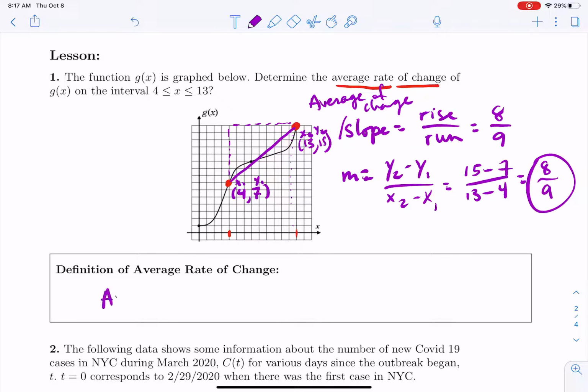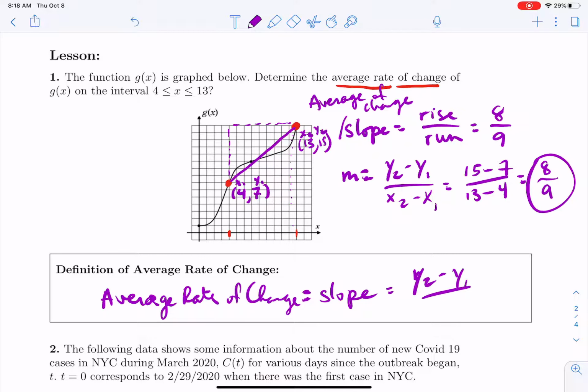All right, so average rate of change is the same thing as, really, a way we can think of it as the slope between 2 points on a curve. If I were to connect a line between those 2 points and find the slope of that line, that's the average rate of change. Remember, we find that y2 minus y1 over x2 minus x1.